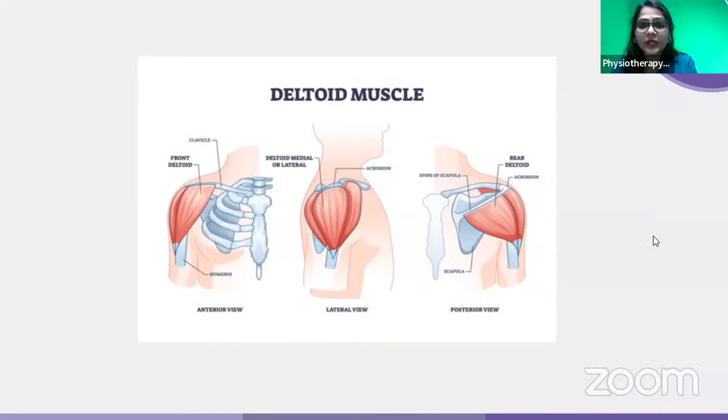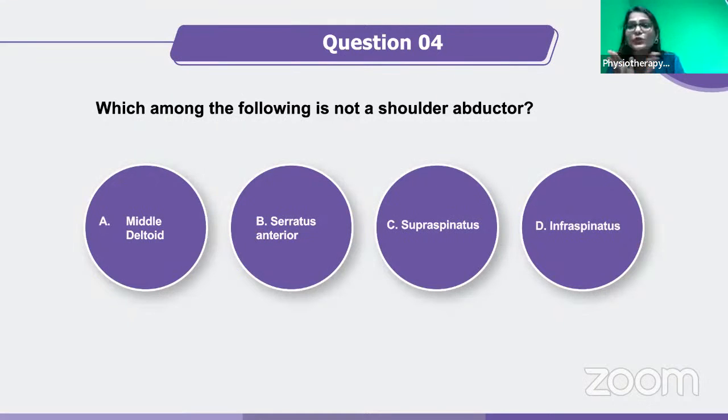Next, this is the image of the deltoid. Question 4. Come on, get ready with your keypad to type the answer. Which among the following is not a shoulder abductor? Read the question properly. Which among the following is not a shoulder abductor? Middle deltoid, serratus anterior, supraspinatus, and infraspinatus. Your clock is ticking. Start the answers. What is the answer? Oh my goodness, lovely.